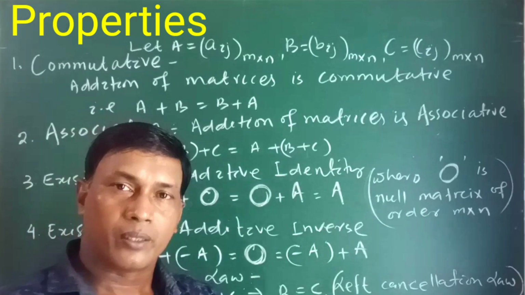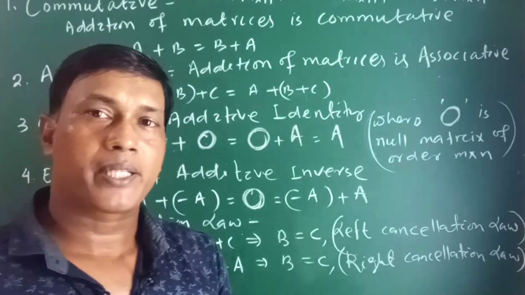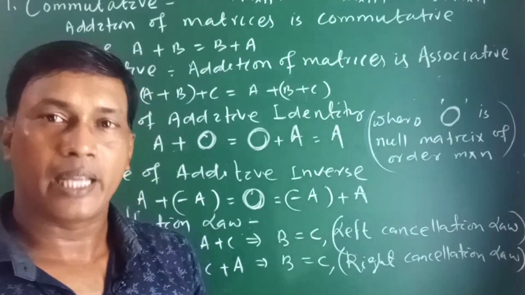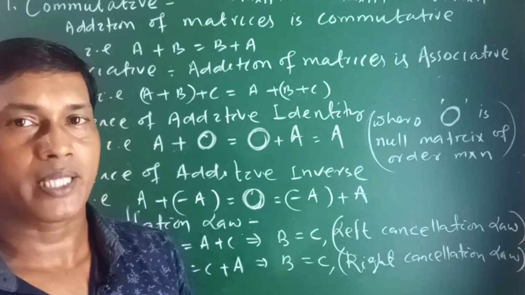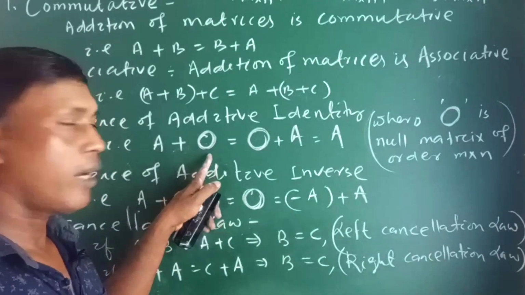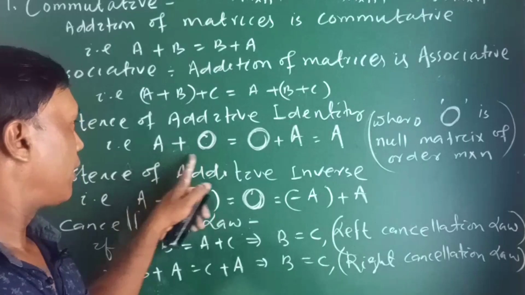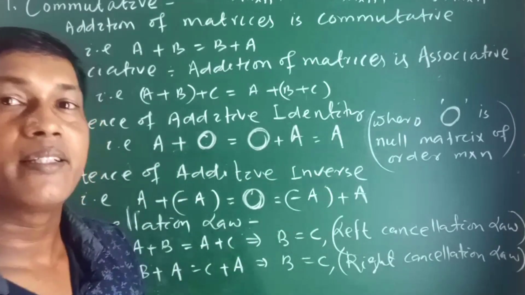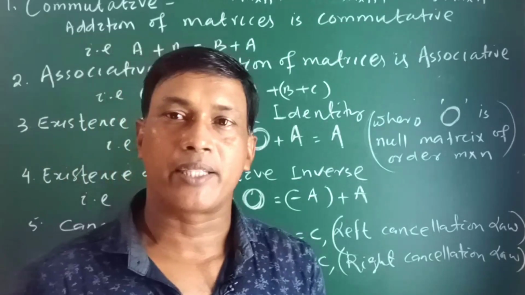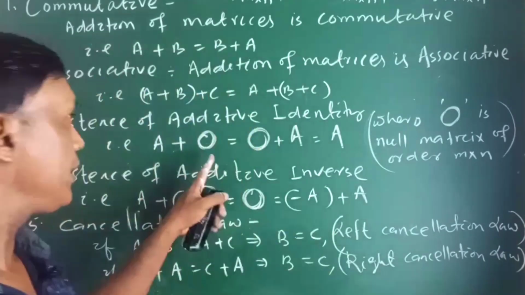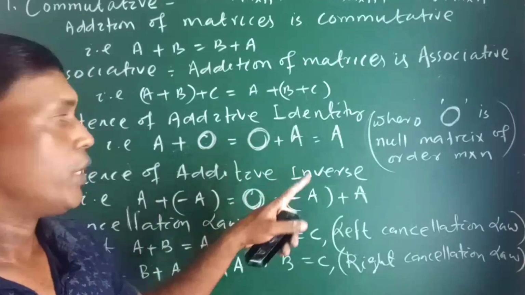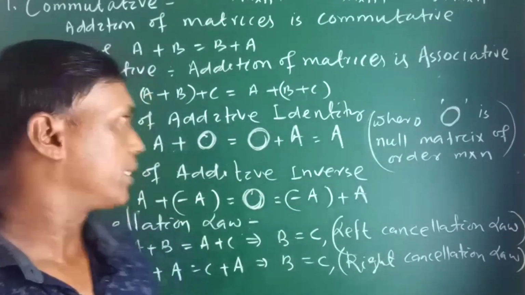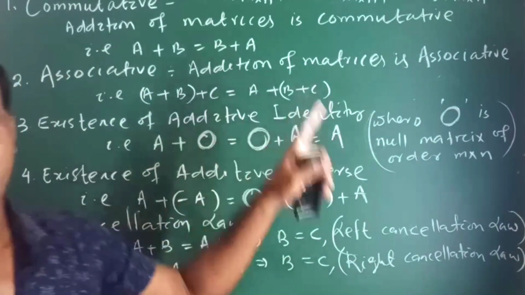So if you add the null matrix to the A matrix, the result will be the A matrix. So the value of the matrix will not change. After adding this matrix, the value of A did not change. So this is the identity element. This is the additive identity element. After adding this matrix, the value doesn't change. So this matrix also exists. That's why the existence of additive identity.